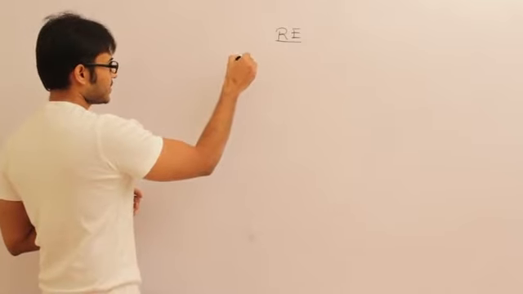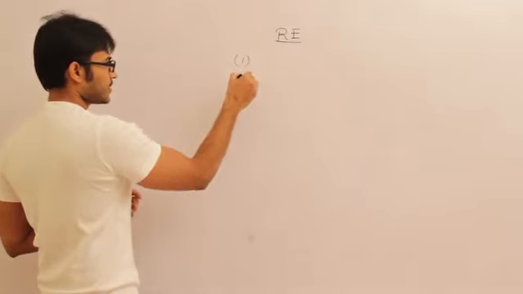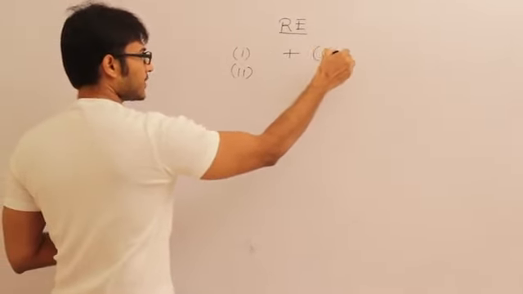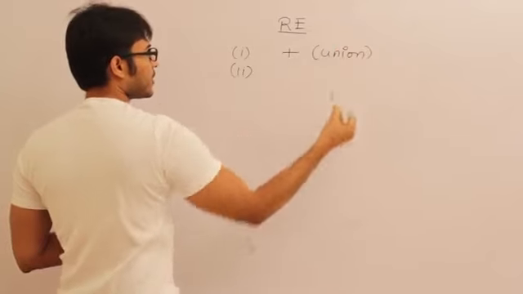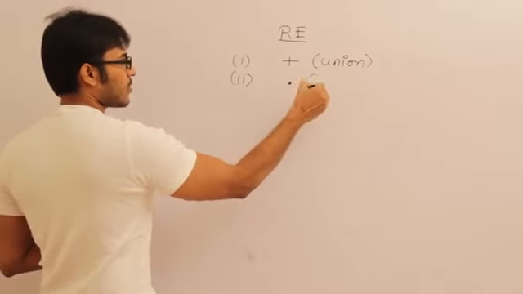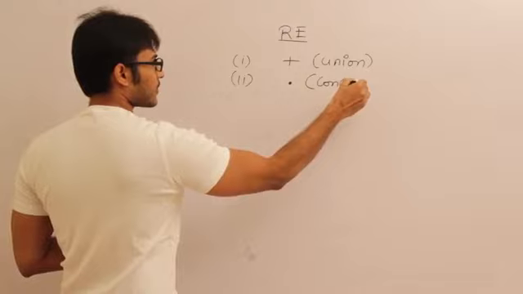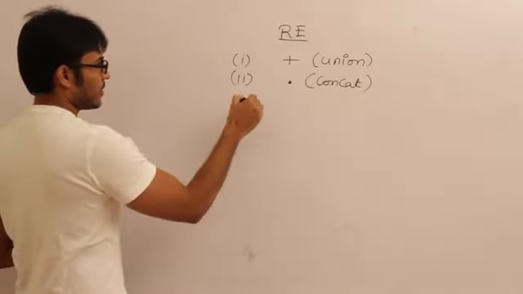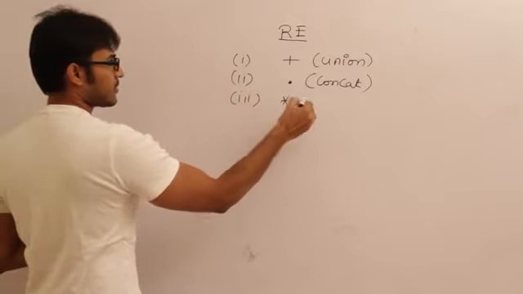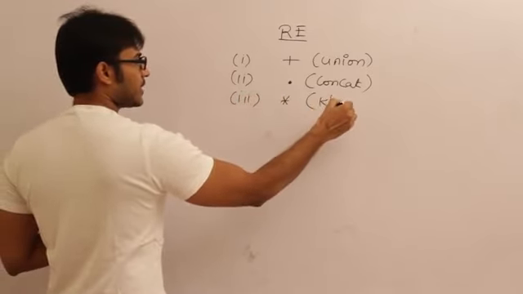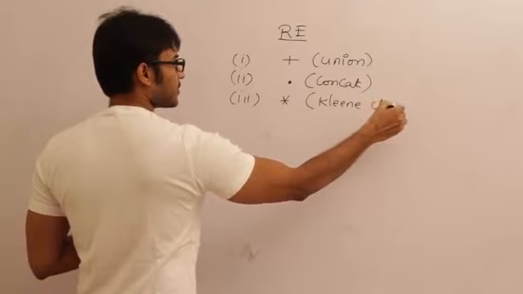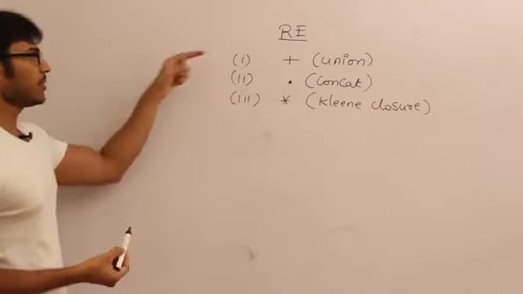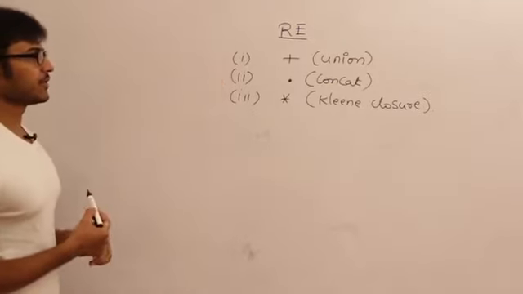A regular expression contains three operators. One is union, which is also called the union operator, and the other is concatenation, which is called the concatenation operation. The third one is star, which is called the Kleene closure operation. So we have three operations in regular expressions.